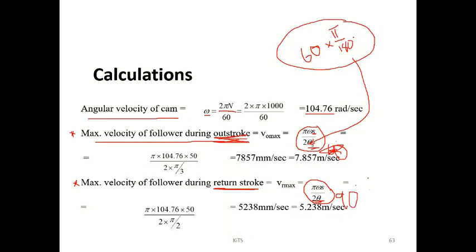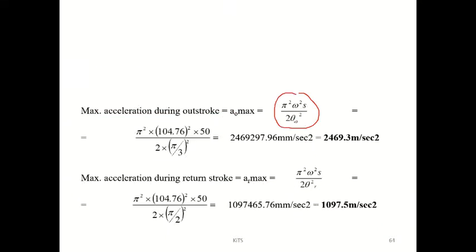Similarly, here 90 into pi by 180. Instead of theta, you have to put this value, 90 into pi by 180. We cannot put the degree value directly. We have to convert the degree into radian. For converting degree into radian, we have to multiply it with pi by 180. Same thing here. We know the pi value 3.147.